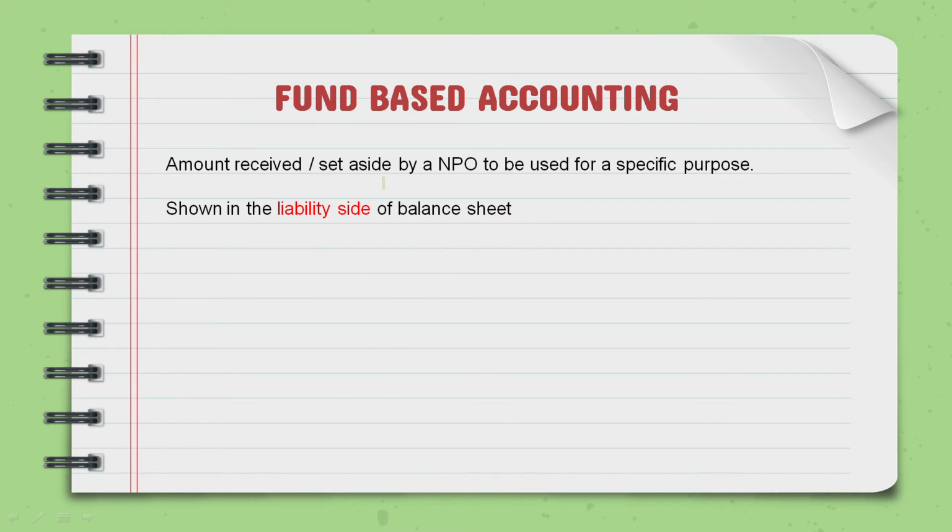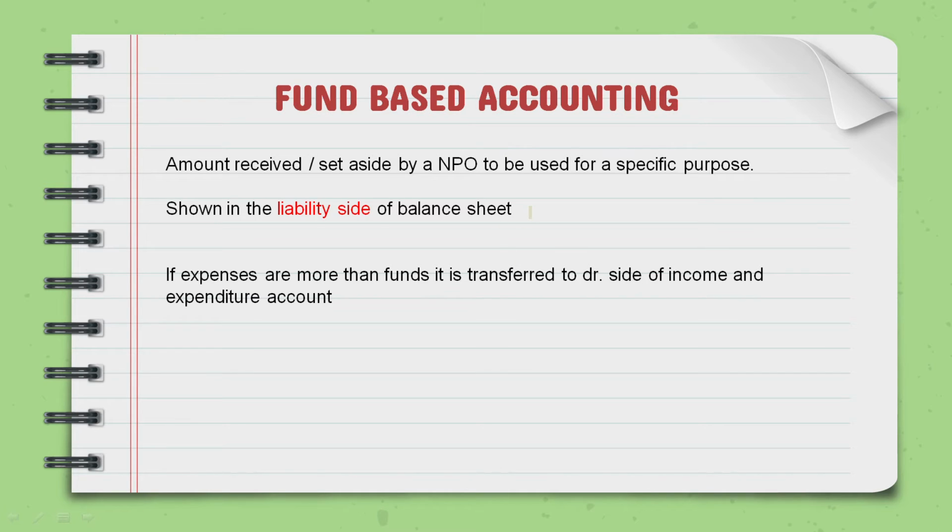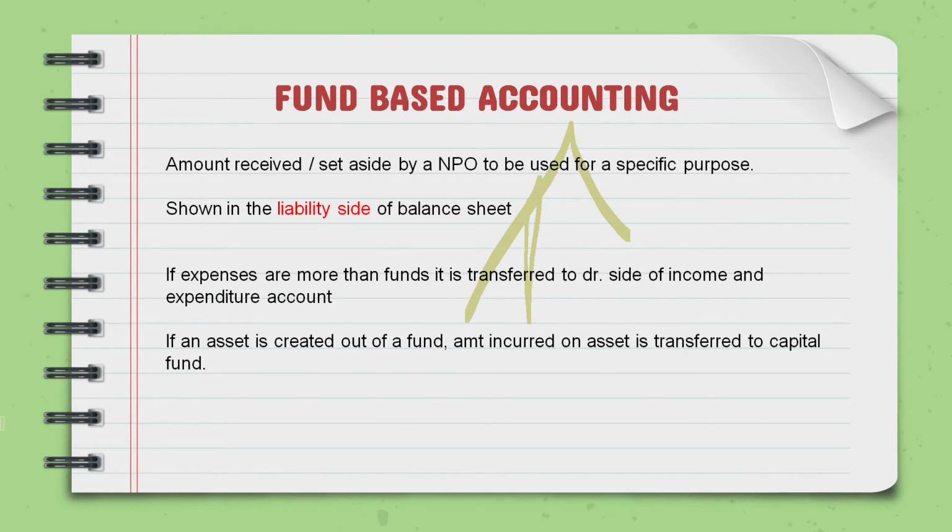Now next, it's shown in the liability side of the balance sheet, because you will not use it for any purpose other than the purpose in hand, so it's basically a liability for us until that purpose is fulfilled. Next, in case expenses are more, we'll understand this later through an example. So for both, let us see an example for the first case where expenses are more than funds.